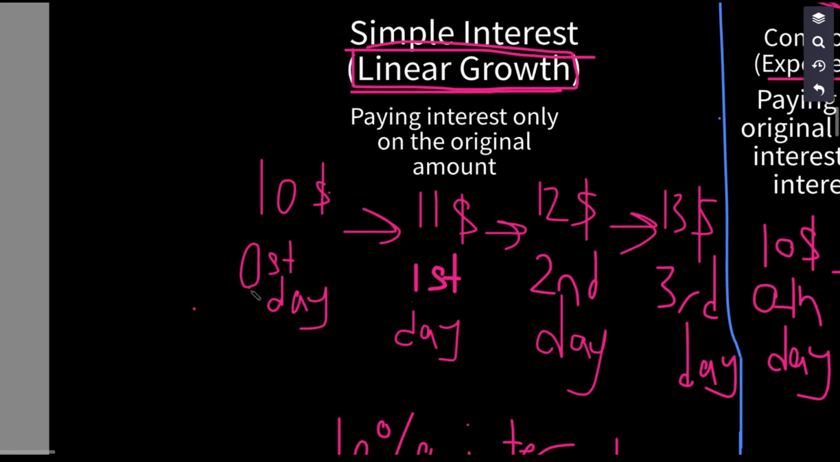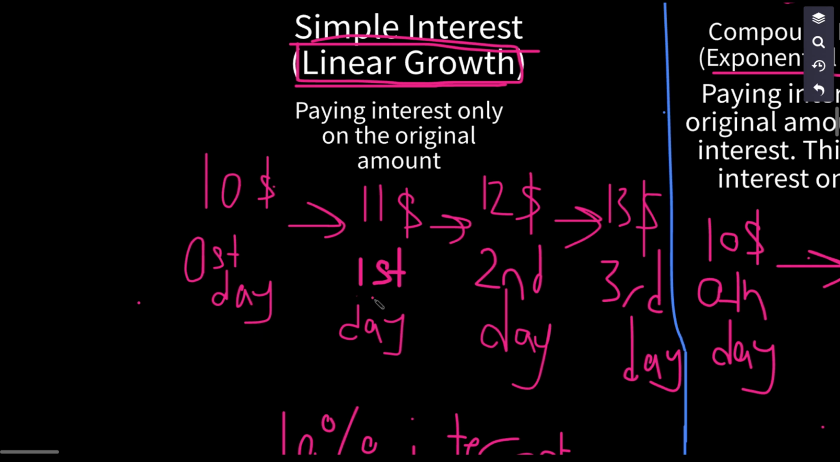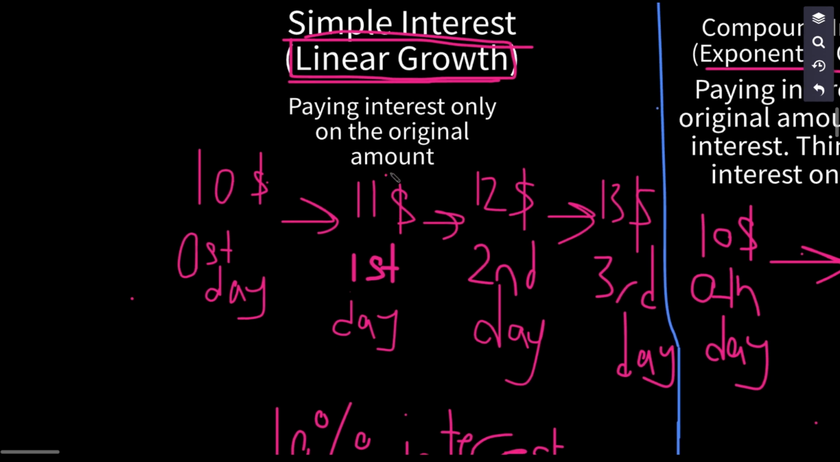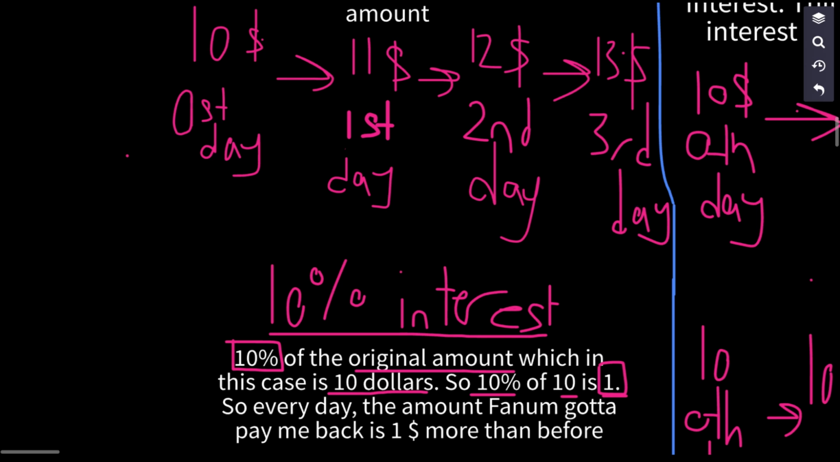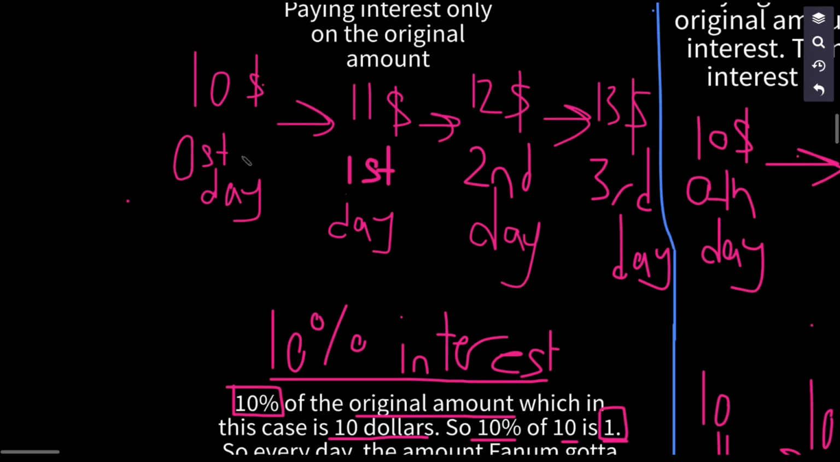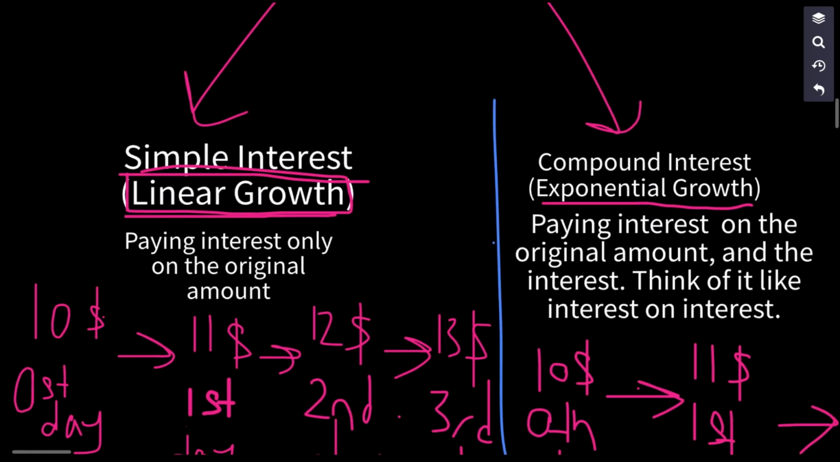So on the day that I gave him the money, he owes me $10, and then if he doesn't pay me back on the next day, he owes me $11. If he doesn't pay me back on the next day, he owes me $12, and you kind of see the pattern, right? It's just 10%, or whatever percent, of what you originally had, and you keep adding that day by day or month by month, whatever time period you're using.